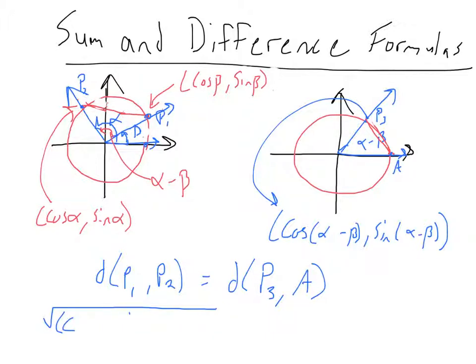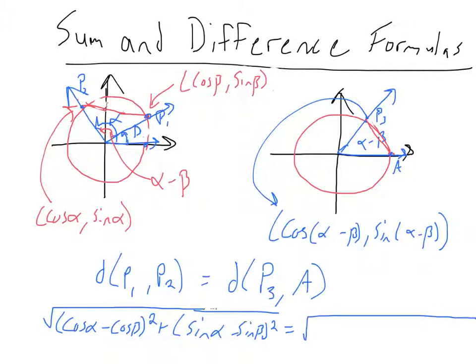Cosine alpha minus cosine beta, squared, plus sine alpha minus sine beta, squared. Maybe at some point this morning I'll be able to actually write professionally this thing. All right, so there we go. And that's going to equal something that also is a square root, right?